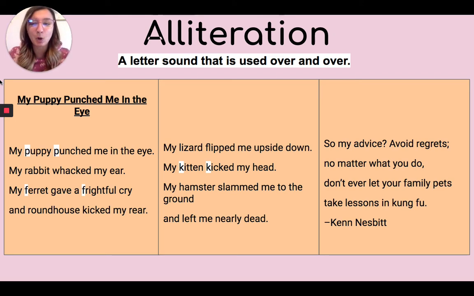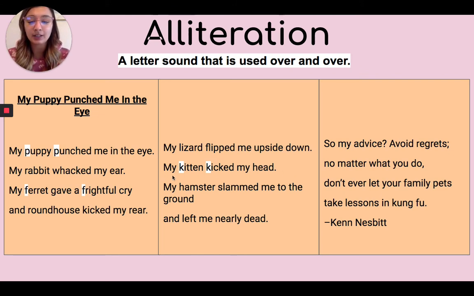I just thought that poem was so funny. But as you can see underneath here, I have highlighted again in white the alliteration. So in this first sentence, it says, my puppy punched me in the eye. I hear the p sound 2 times. So that would be alliteration. The next one I see here, it says, my ferret gave a frightful cry. I hear the f sound more than 1 time in this sentence. So that would be alliteration.